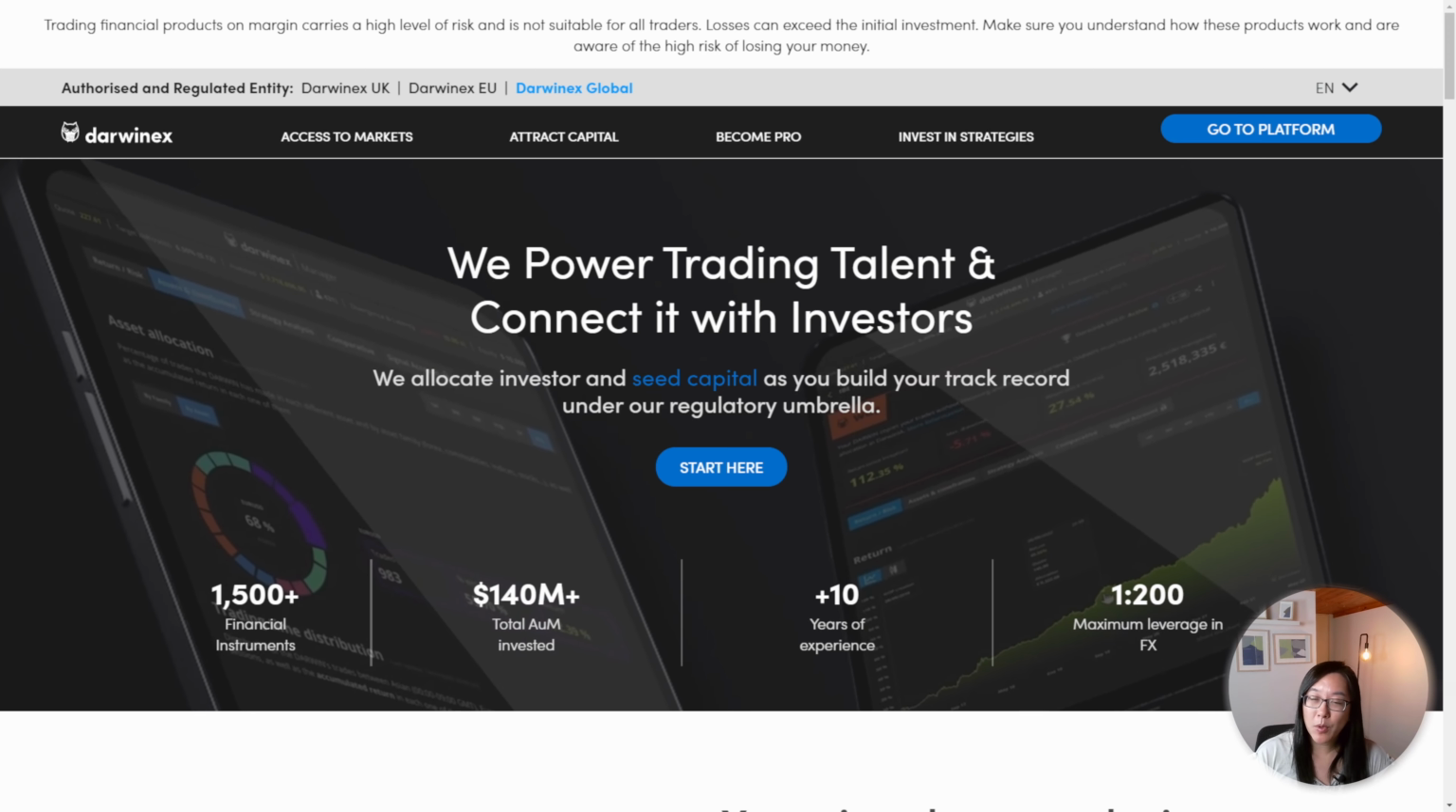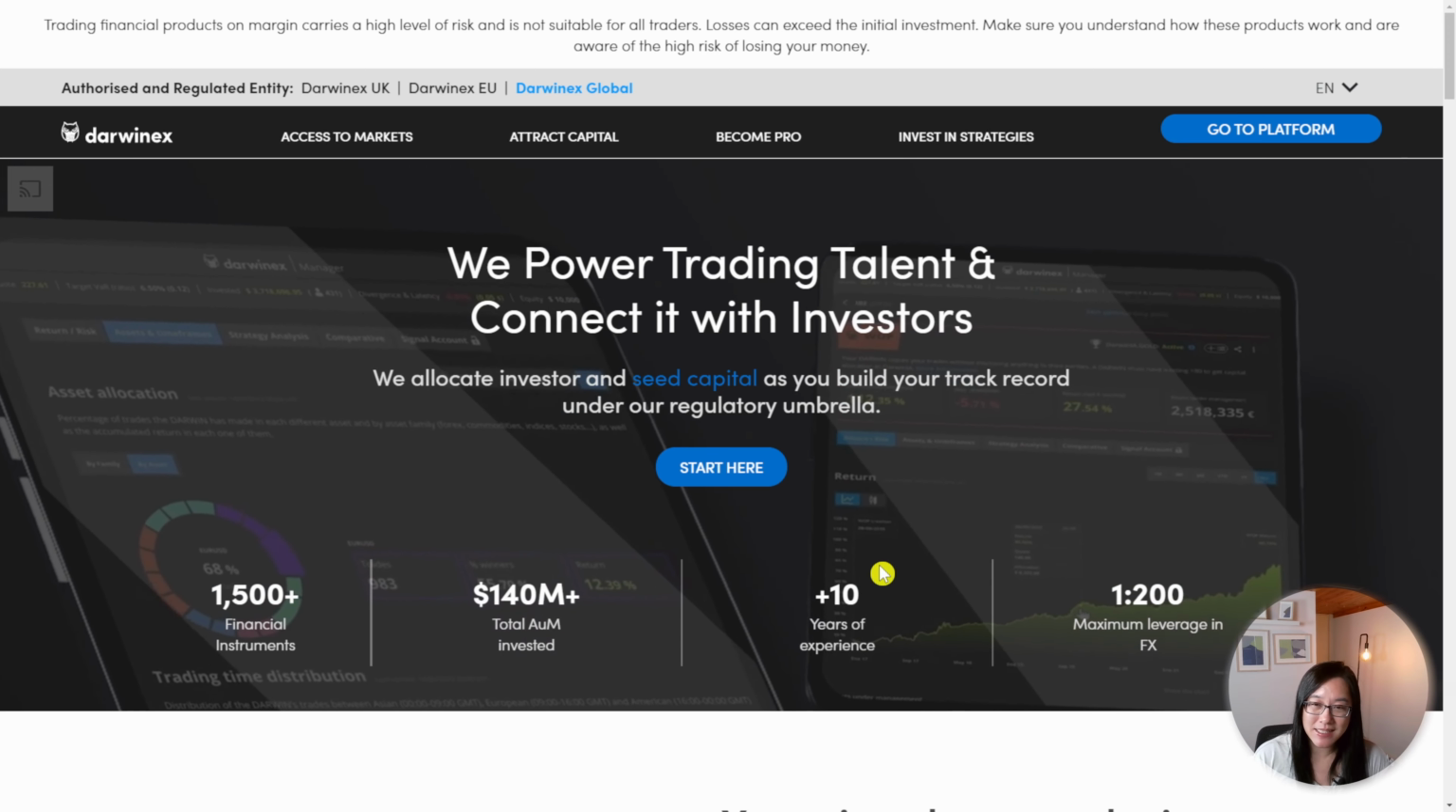The next platform we're going to check out is Darwinex and Darwinex Zero. Now this platform is totally different to Myfxbook and Fxblue, which are designed for reporting. This one is designed to match up investors with traders. So traders can come along and trade on the Darwinex platform and earn money through investors or through the Darwinex allocation system. And investors can come along, pick one or more traders that they like the look of to build up a diversified portfolio.